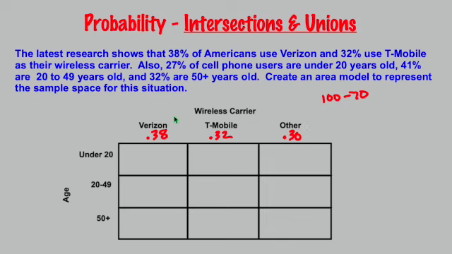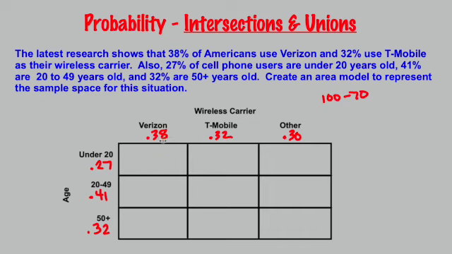Let's go and look at the ages. We have 27% under the age of 20. We have 41% between the ages of 20 and 49. And finally, we have 32%. If you add these three percentages together, you actually will get 100%. So there is no need to add an Other row with a percentage in this case, because it's already 100%.